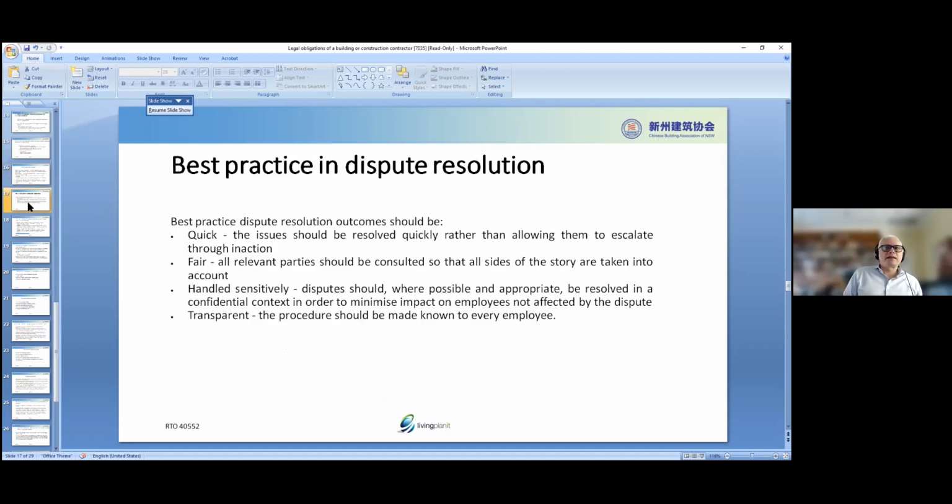Okay, so the best practice in dispute resolution is to make it quick. Try and resolve things quickly, be fair to all parties, don't seem to be favoring one or the other, and make sure we handle things fairly and sensitively. It's not made public knowledge, and be transparent. In other words, make sure that your decision is easily understood by all parties involved.